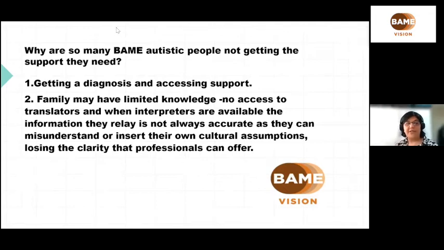Well, getting the diagnosis and accessing support is the first important thing, and there are lots of challenges and barriers already. Families may have limited knowledge, they may not have access to translators and interpreters, and the information may not be available. When you use an interpreter, the information is not always accurate, because they could be making assumptions and using their own cultural assumptions, and therefore the clarity that professionals can offer is lost. So we have to think about how people are getting this diagnosis, and whether the resources are available. That's one thing to think about.